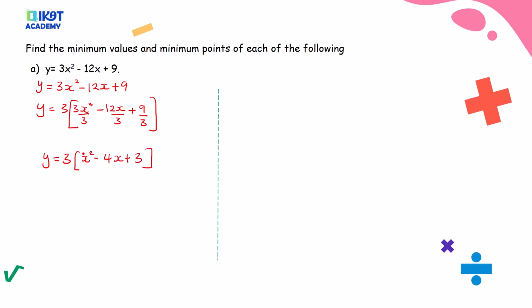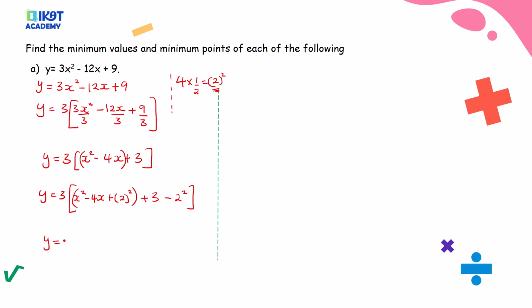So this is what we have now. We said we try to create a bracket here, since in this case we don't have this being equal to 0. Then we pick the coefficient of the x term, which is 4. Multiply it by half, we get 2, we square it. This is what we have. So we're now going to say y is equals to 3 into x squared minus 4x plus 2 squared, then plus 3 minus 2 squared. This 2 squared we added, we're now subtracting it.